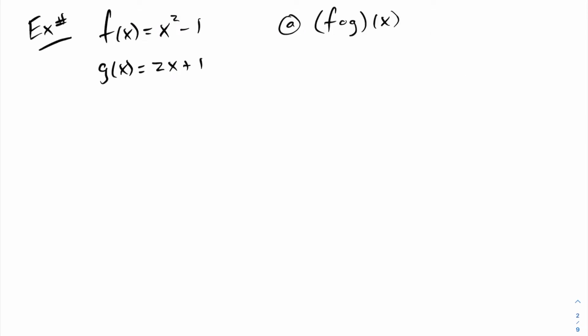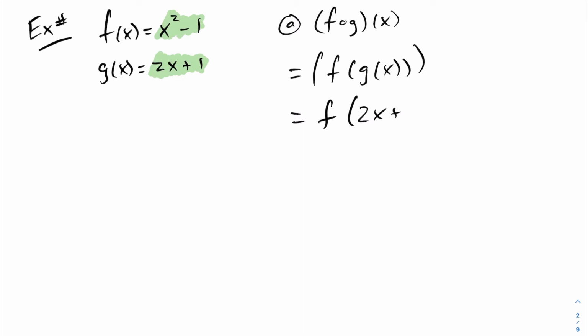For our first example here, we have a function f, which is x squared minus 1, and we have a function g, which is a linear function 2x plus 1. We want to look at what is f composite g. Well, by definition, we just studied this. F composite g is going to be f acting on g at x. So therefore, we're going to have our function f. Well, g at x is 2x plus 1.